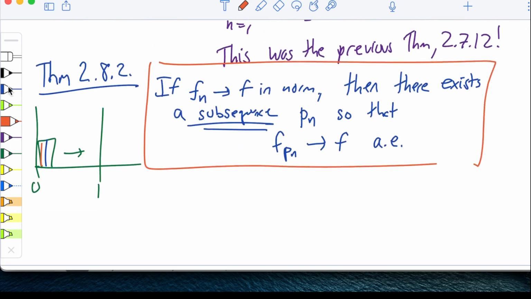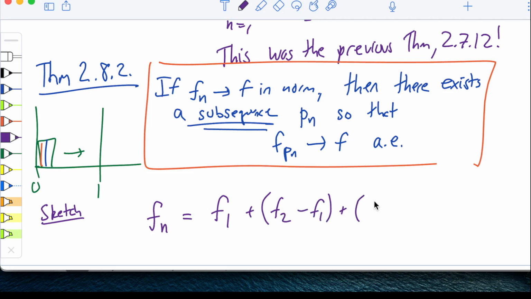Okay, and how does the proof go? Before I give you the proof, let me sketch an idea of the proof. And again, this is using an idea we've seen before, which is converting between limits and limits of sums. This telescoping sum idea, where you convert from some kind of limit to some kind of limit of sums. So instead of looking at f on its own, I'm going to think of fn, I'm going to write it as f1 plus f2 minus f1 plus f3 minus f2 plus dot dot dot, plus fn minus fn minus 1.